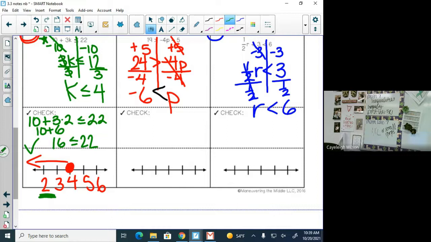All right, you all check the next 2 and graph them. G, you can go real quick if you hurry. So check and graph them.